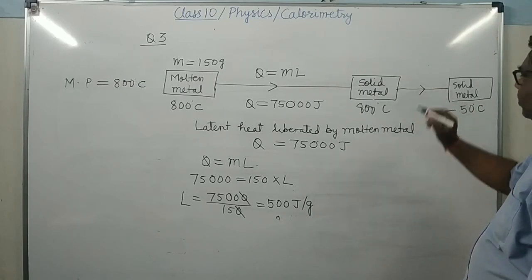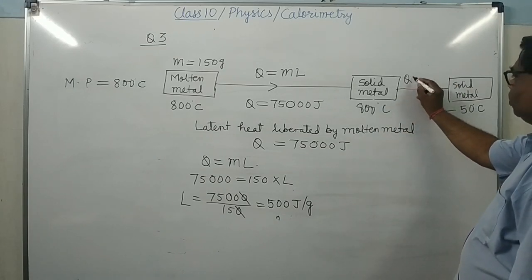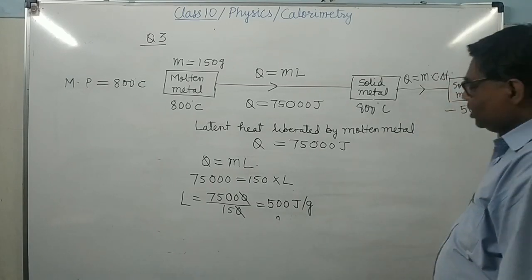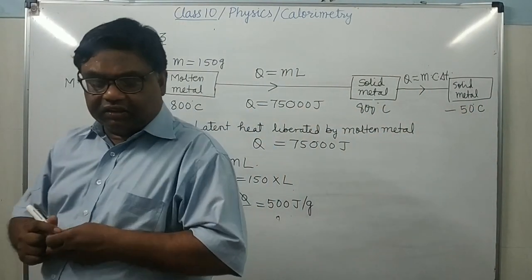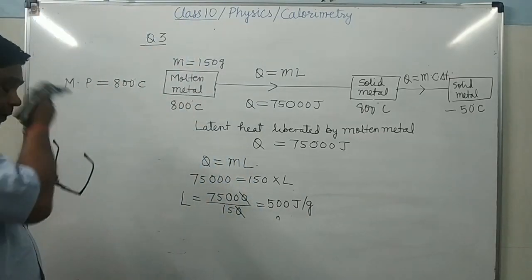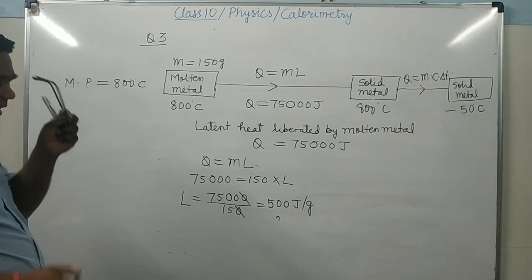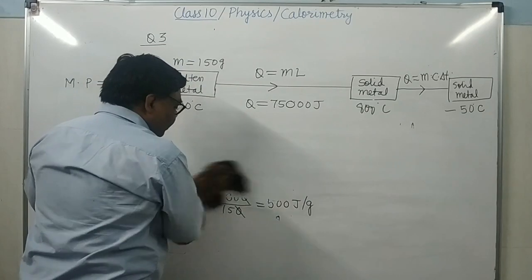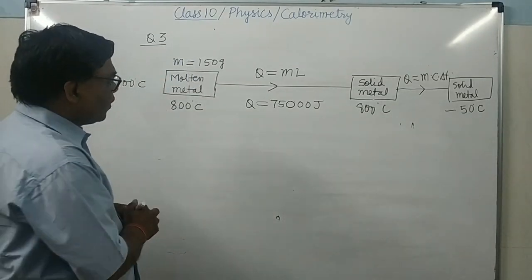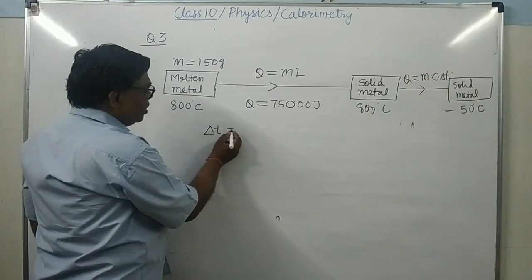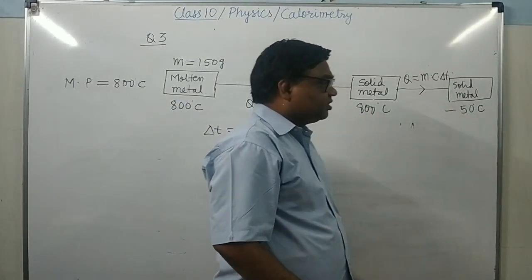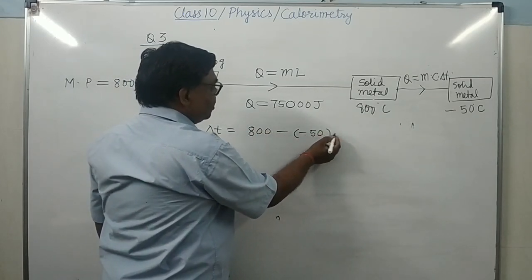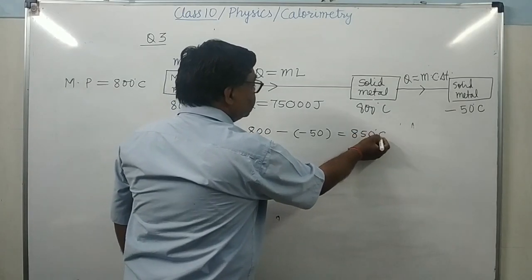So here what type of heat will be lost by it? It will be Q equals M into C into delta T. This is clear? Because there is a change in temperature. So first you find out the delta T. It will be 800 minus minus 50, that is equal to 850 degrees Celsius.